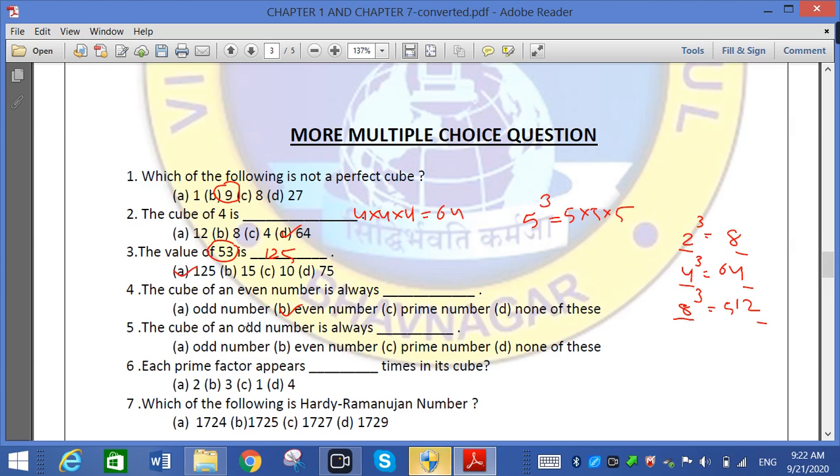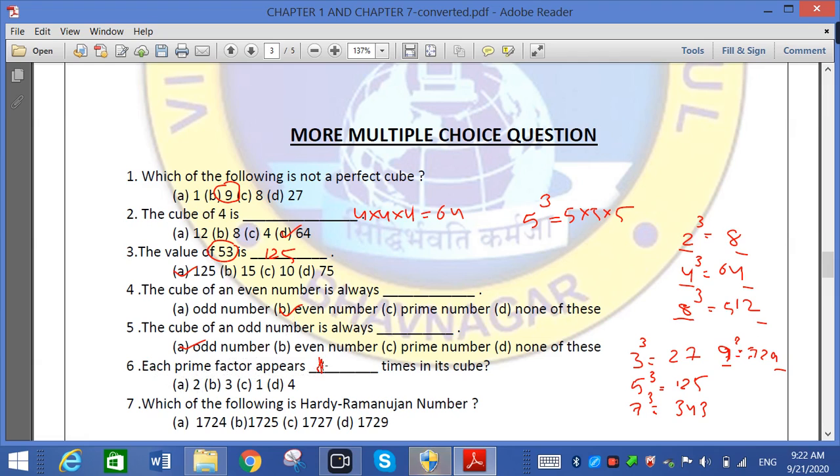Cube of an odd number is always odd. So 3 cube is 27. 5 cube is 125. 7 cube is 343. 9 cube is 729. So when odd is there, odd. When even is there, even. Now, each prime factor appears how many times?